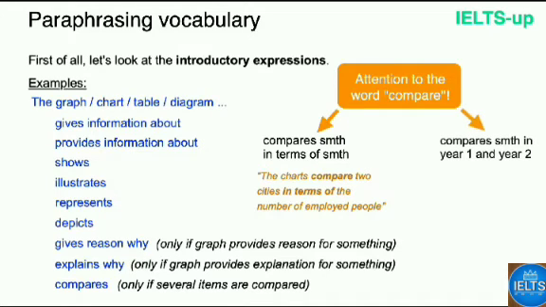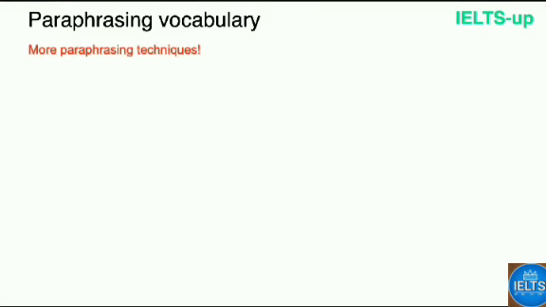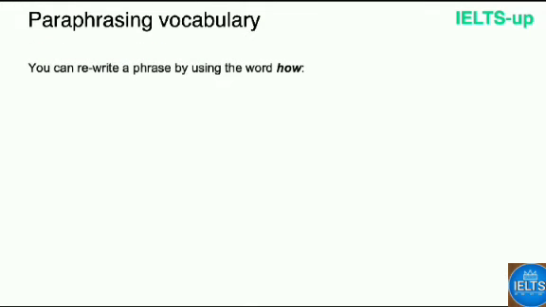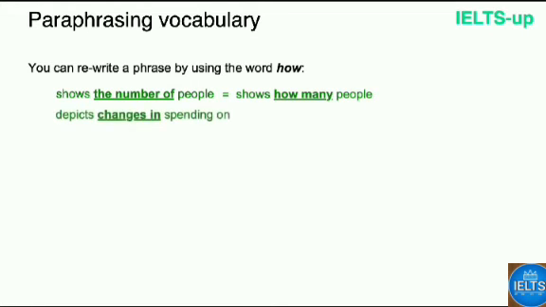Or you can say, compare something in year 1 and year 2. For example, the graph compares the population in 2000 and 2013. Now let's look at more paraphrasing techniques. You can rewrite a phrase by using the word how. For example, shows the number of people is equal to shows how many people. Or depicts changes in spending on is equivalent to depicts how much changed spending on.